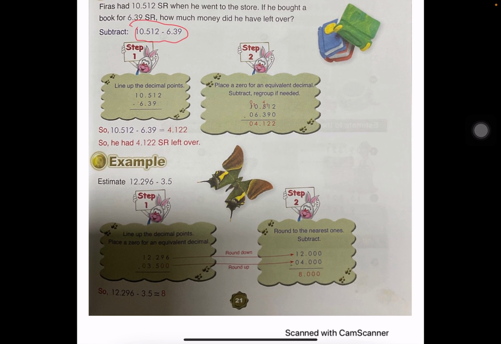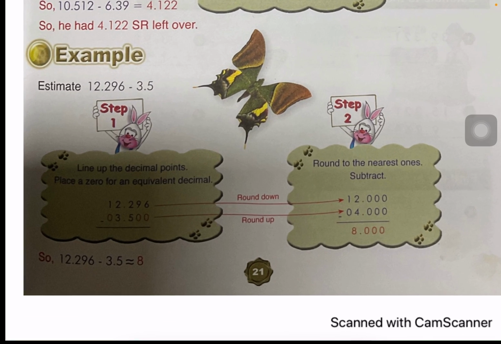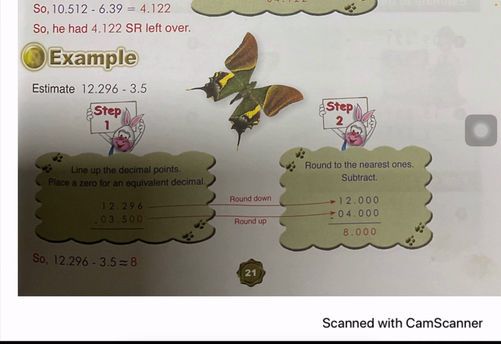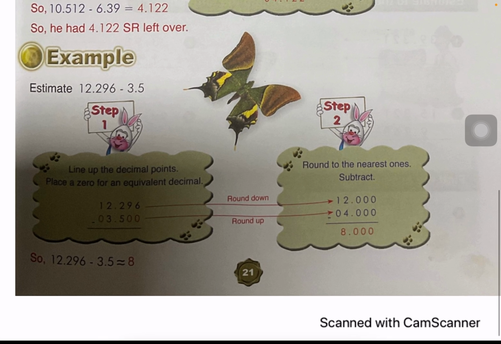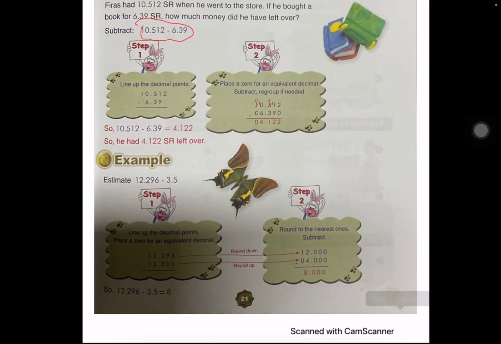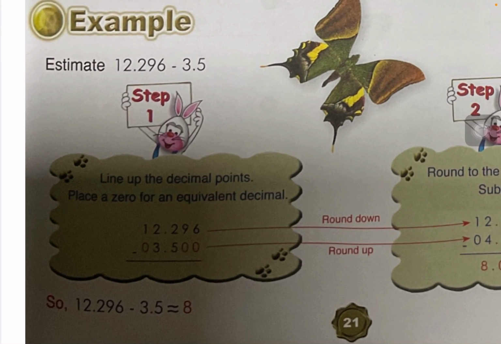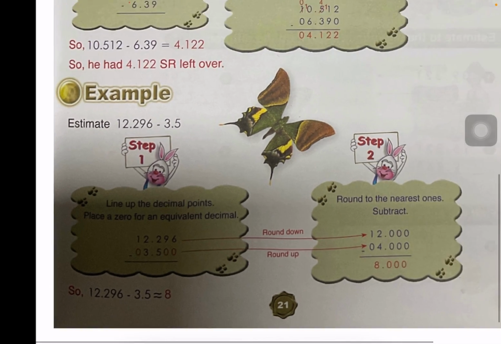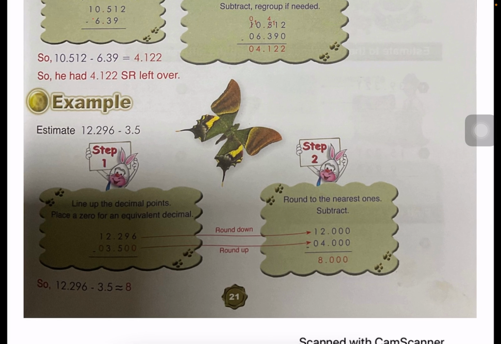Now they said round. I will round this number to a whole number. Underline the 2. Circle this 2. The 2 is less than 5, so it will not give the 2 a 1, so my number will be 12. Underline the 3. The 5 will give the 3 a 1, so my number will become 4 whole. Subtract 12 minus 4, the answer is 8.